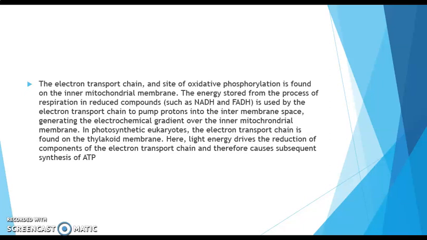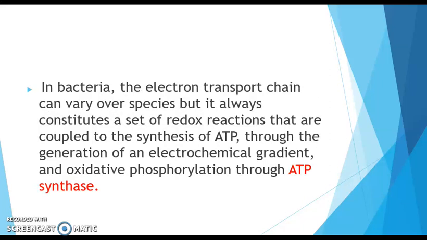In photosynthetic eukaryotes, the electron transport chain is found on the thylakoid membrane. Here, light energy drives the reduction of components of the electron transport chain and therefore causes subsequent synthesis of ATP. But in bacteria, the electron transport chain can vary across species, but it always constitutes a set of redox reactions coupled with ATP synthesis through the generation of an electrochemical gradient. We have already discussed this point: generation of an electrochemical gradient and oxidative phosphorylation through ATP synthase.